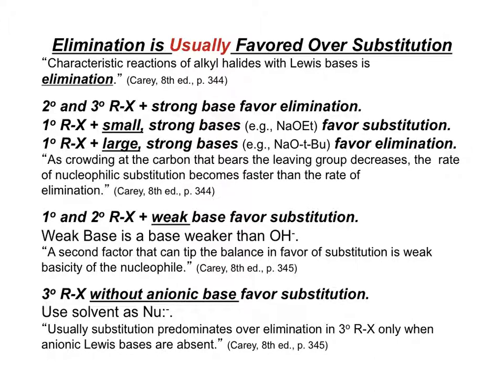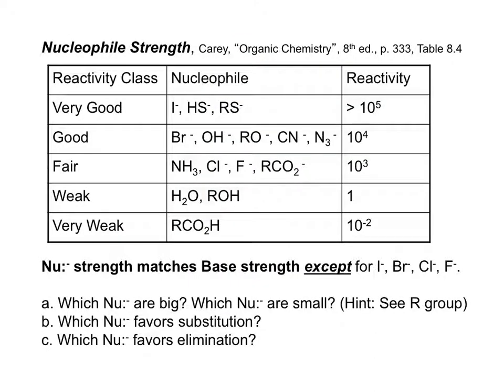Elimination is usually favored over substitution. So let's compare the alkyl halide type, primary, secondary, tertiary, to the size and strength of a nucleophile. Stop the video and read the factors which determine whether substitution or elimination is favored. This table ranks the nucleophiles by strength. The nucleophile strength matches the base strength except for the halides.